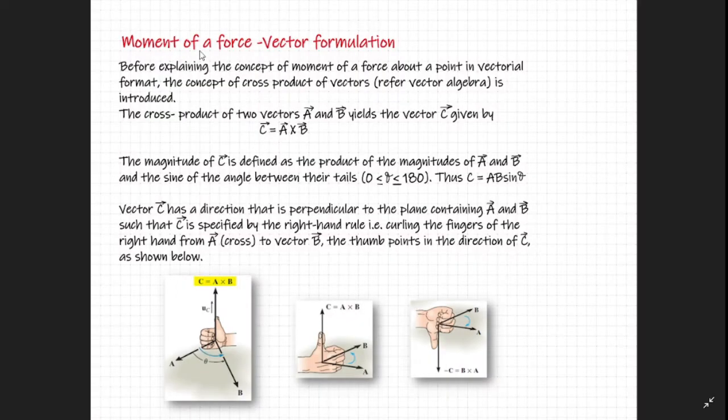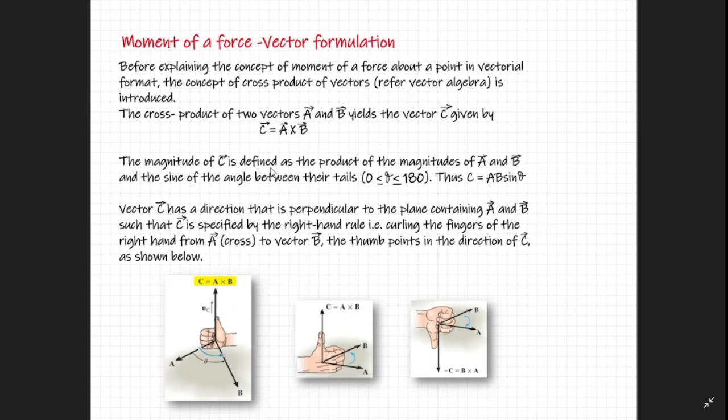Before introducing the moment of a force in the vectorial format, let me first introduce you to one basic operation in vector algebra, that is the cross product of vectors. As per the definition, the cross product of two vectors, vector A and B, yields the vector C, and it is represented as vector C equal to vector A cross vector B. Now let us define the magnitude of vector C as well as the direction of vector C.